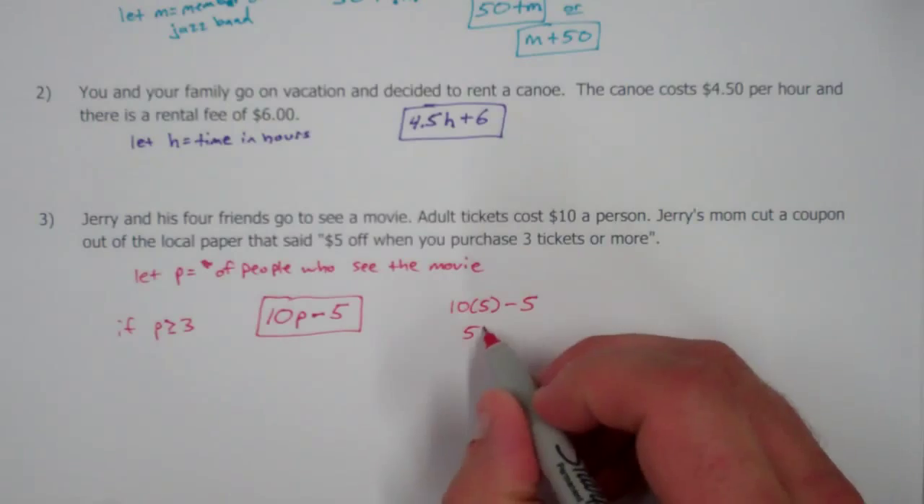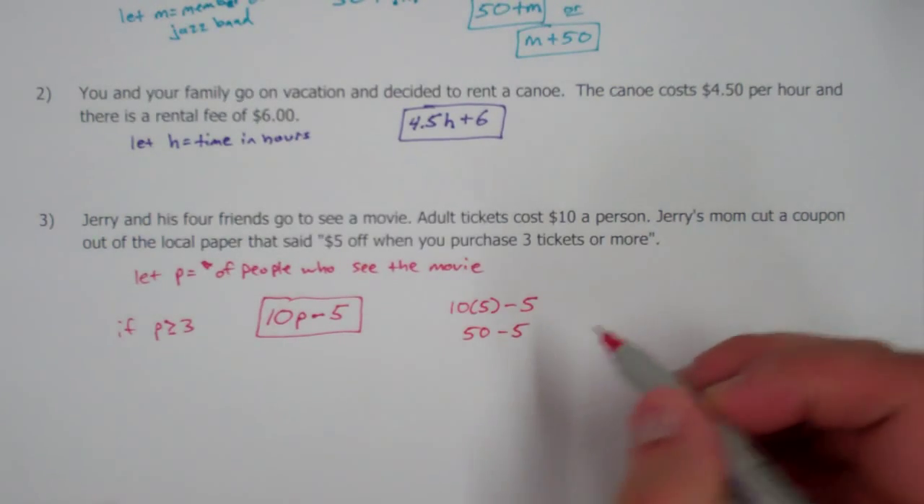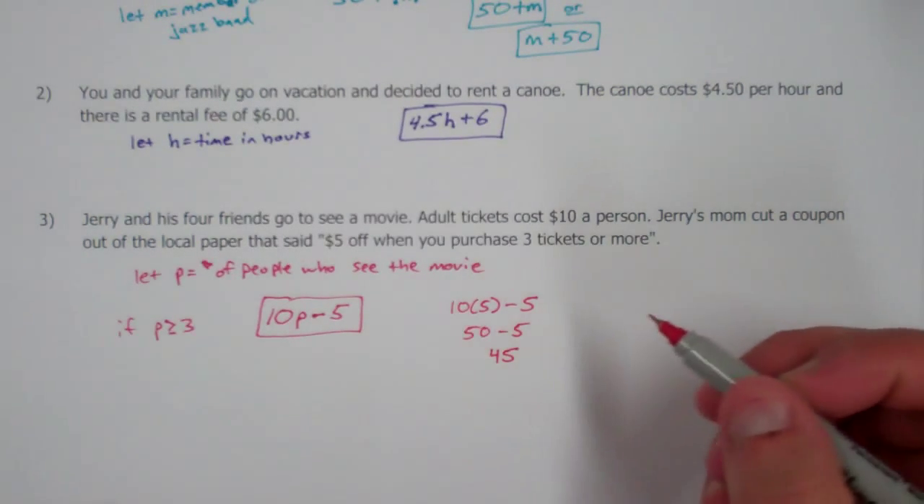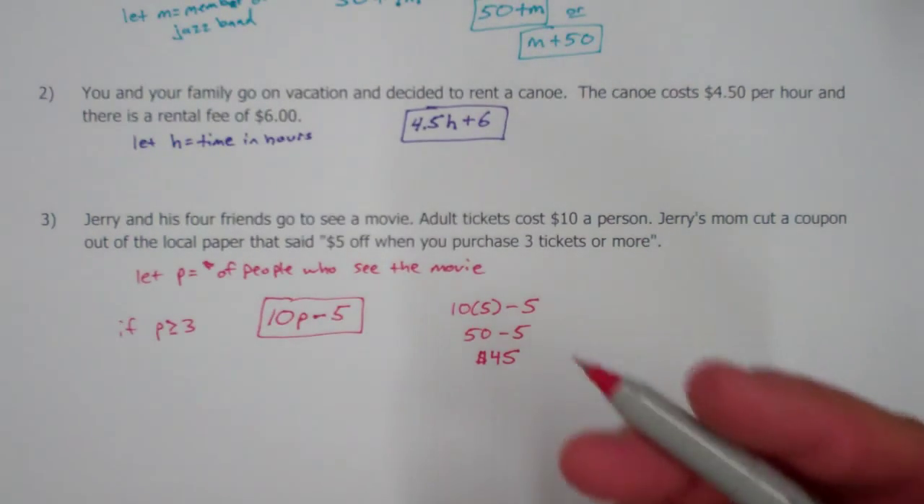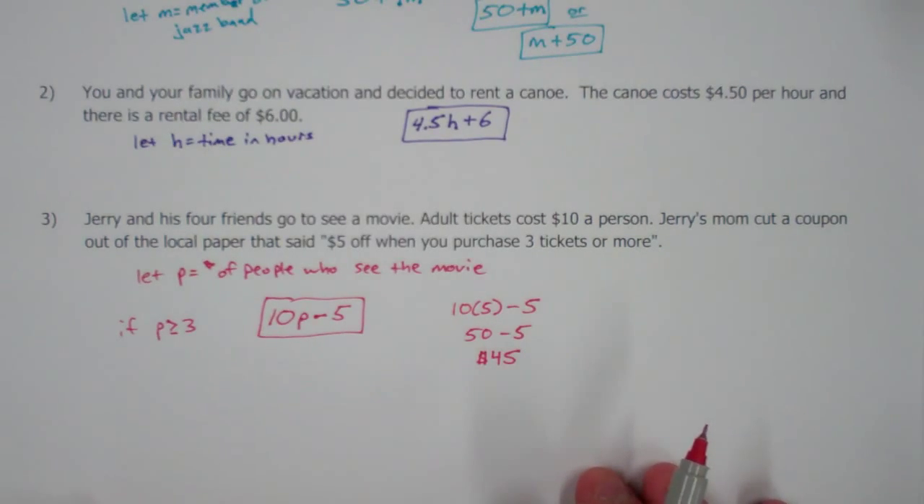10 times 5 is 50. And then 50 minus 5 would be 45. Remember your units here? That's going to be $45. So for 5 people to go to this movie, it's going to be $45.